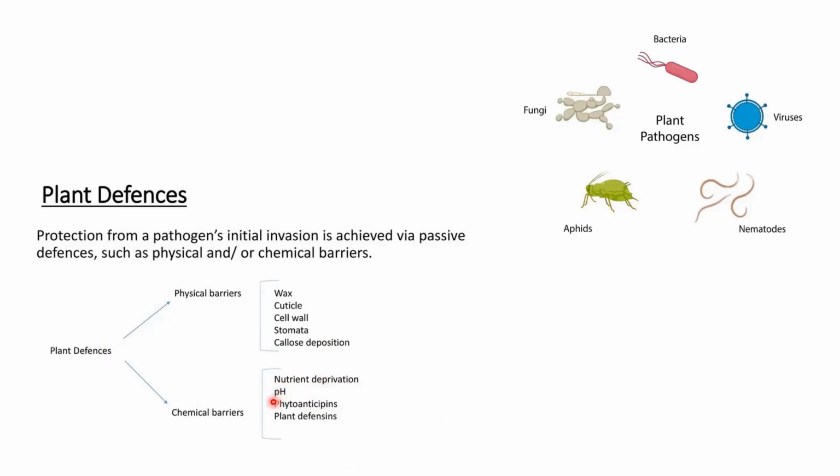Then there are some phyto, meaning plant-related, chemicals. Phytoanticipins and plant defenses are specific chemicals released by the plant cell to protect itself from invading pathogens. These pathogens can be of any category in plants: bacteria, fungi, aphids, nematodes, and viruses. Aphids are the most common pathogens or vectors of plant infections, right? So this is how a plant responds to all the pathogens in the environment, all the bacteria or viruses or fungi in the environment.